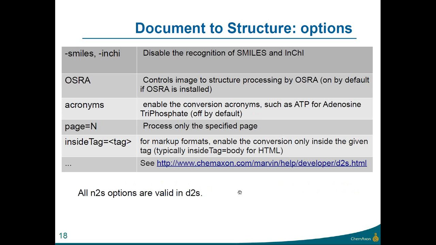Here are some of the options of D2S. Well, you can disable SMILES or IUPAC names, if you either know that they won't be there or you actually don't want them. You can control if OSRA will be used or not. By default, it will be used if it's installed. But you might want to disable it because it takes more time, obviously, to recognize the structures.